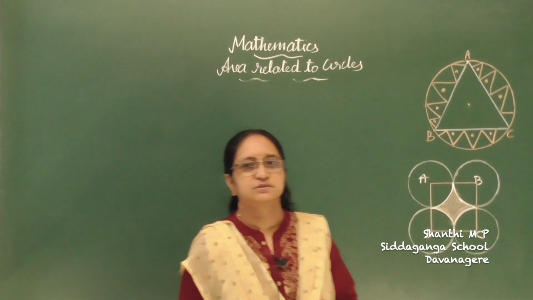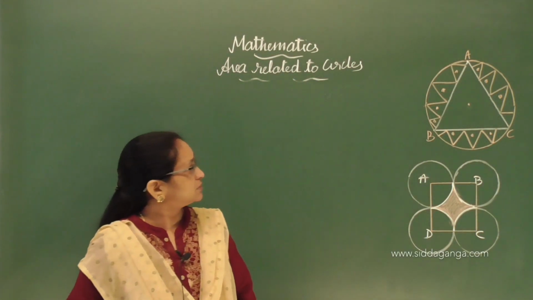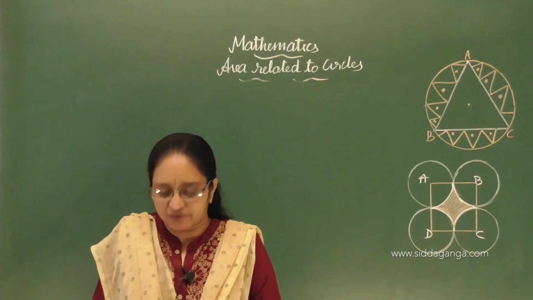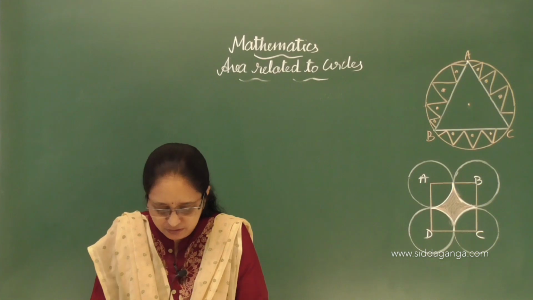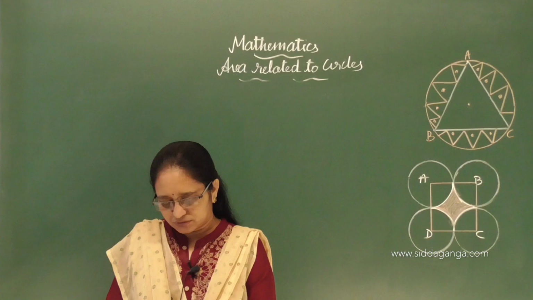Hello students, so let us see today two more problems, that is 6th one and 7th one. In a circular table cover of radius 32 centimeter, a design is formed leaving an equilateral triangle ABC in the middle as shown in the figure. Find the area of the design.